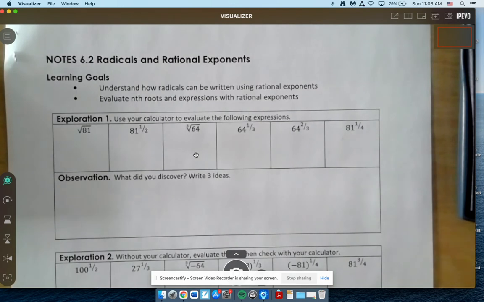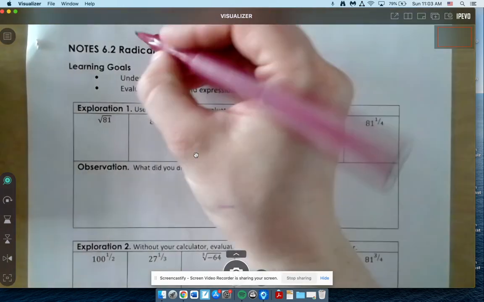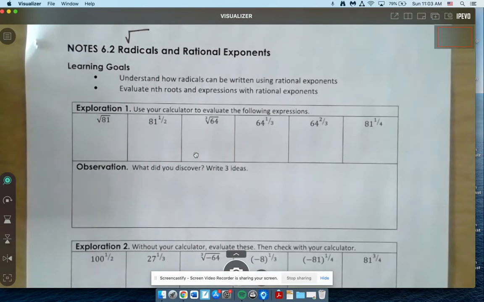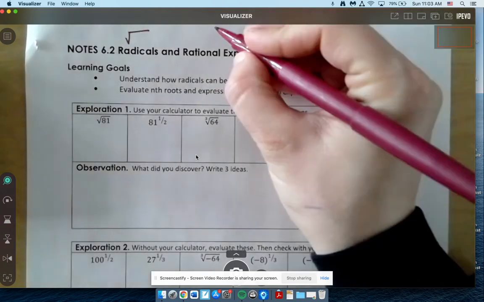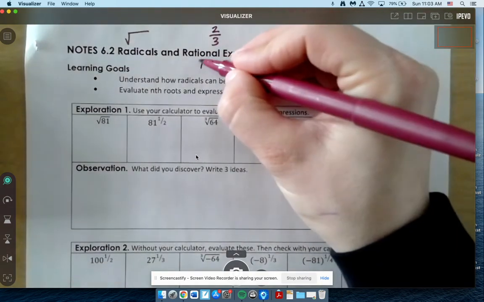So we're kind of taking what we've been working on and mashing it up with a new idea. So a radical, you guys, is just the square root symbol. Okay, that's called a radical. Now, a rational exponent, think of a rational number. And if you don't know what a rational number is off the top of your head, it's just a fraction like 2/3. So any number that can be written as a fraction is considered rational.